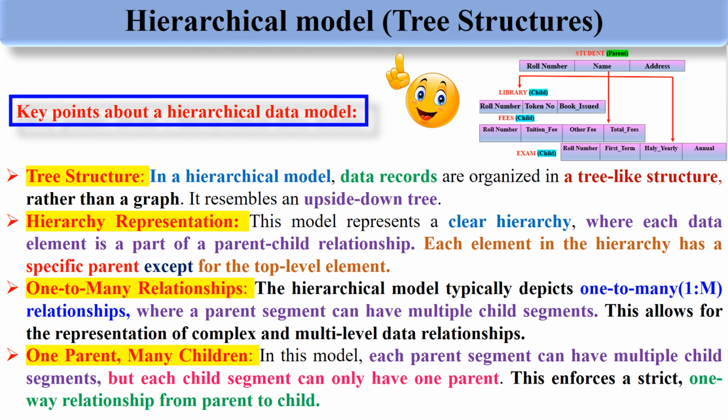One-to-many relationships. The hierarchical model typically depicts one-to-many, 1:m relationships, where a parent segment can have multiple child segments. This allows for the representation of complex and multi-level data relationships. One parent, many children. In this model, each parent segment can have multiple child segments, but each child segment can only have one parent. This enforces a strict, one-way relationship from parent to child.